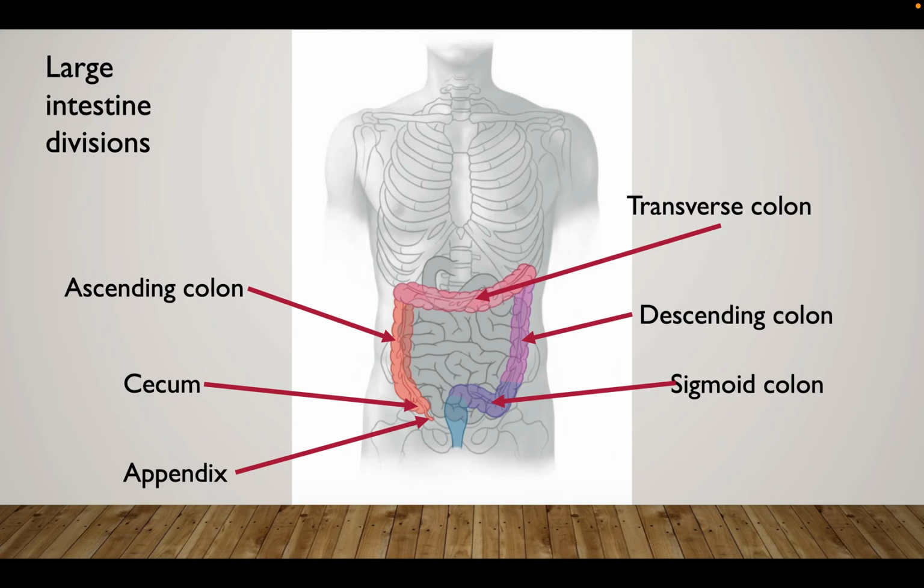Our large intestine is divided into these various parts. At the very beginning, we have our cecum, this little pouch-like segment, as well as the appendix extending off. That leads into our ascending colon. We have a transverse colon running transversely, and then a descending colon along our left side. We then have this small segment known as the sigmoid colon, followed by the terminal end known as the rectum.